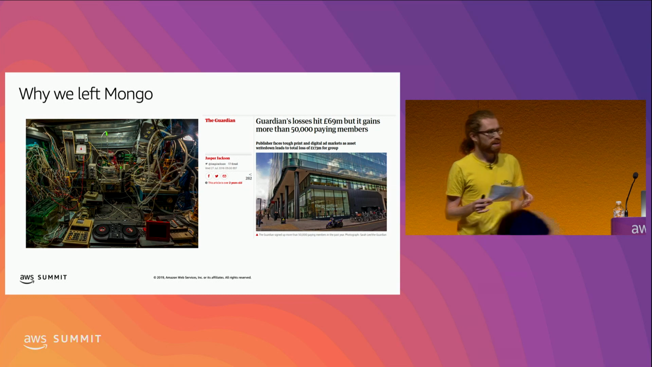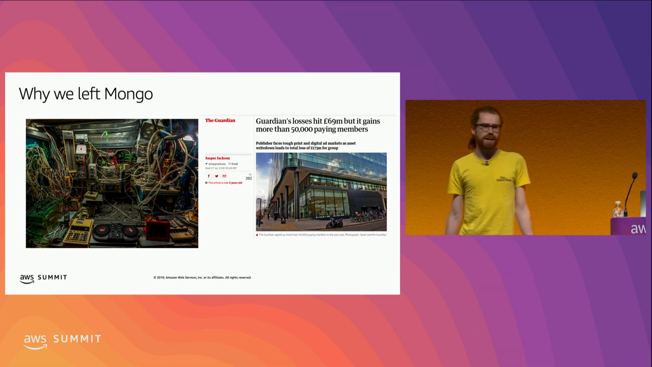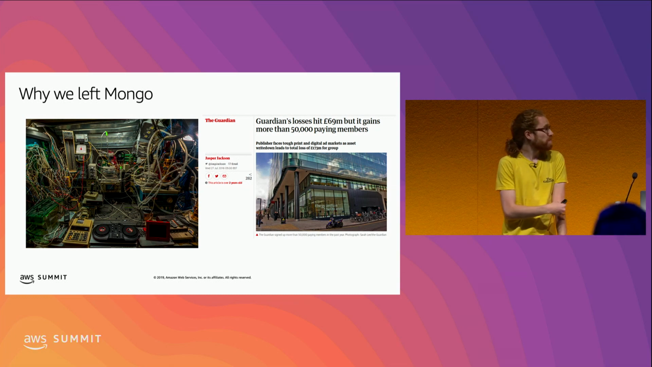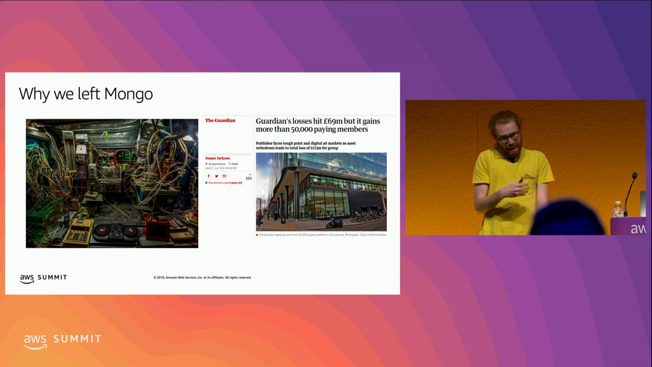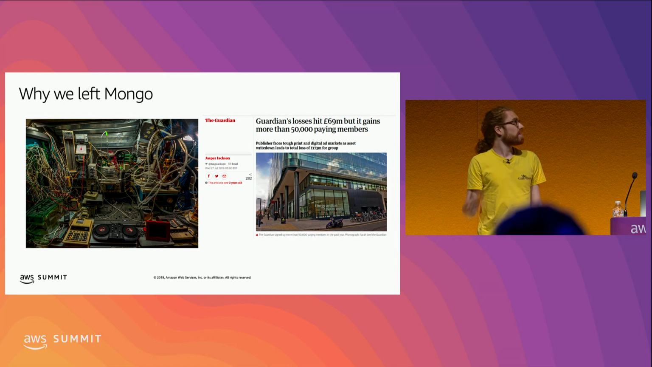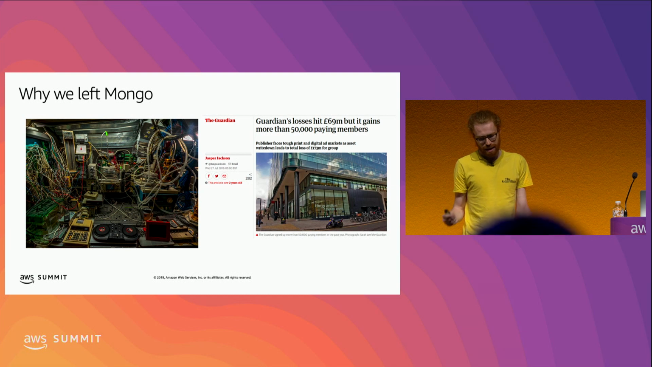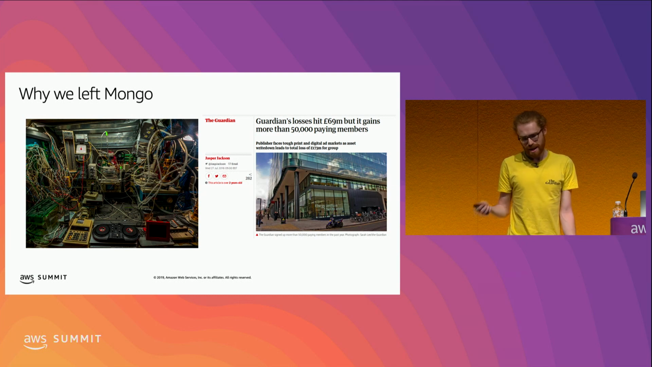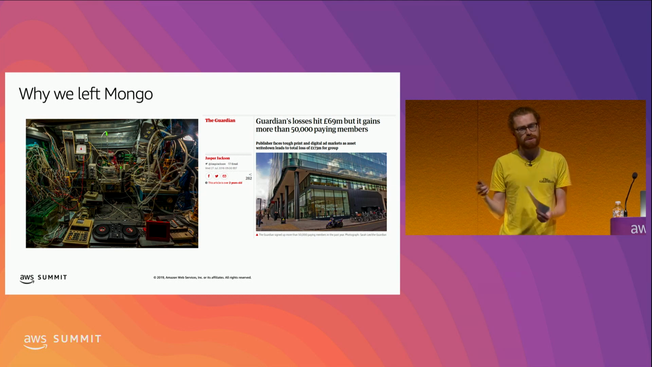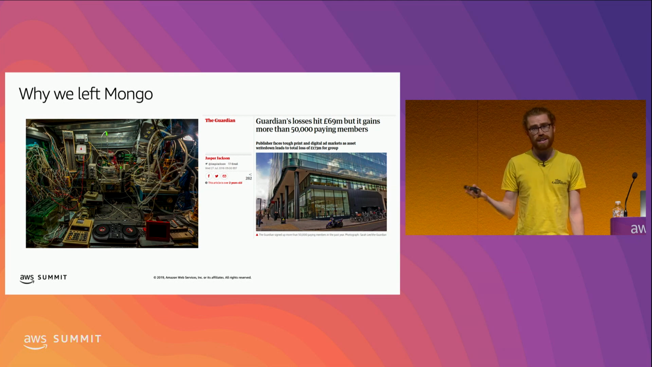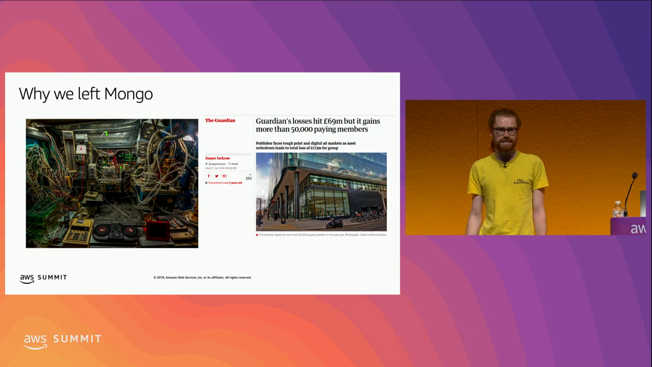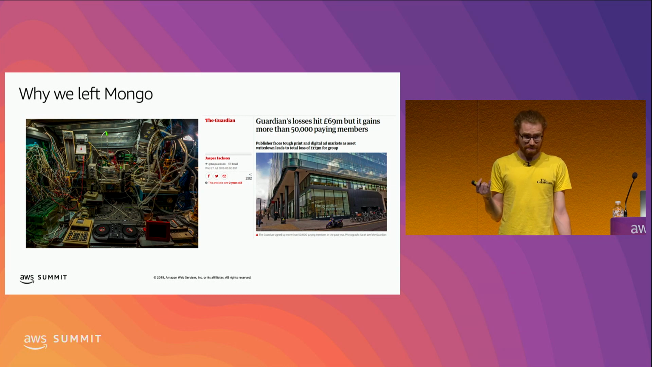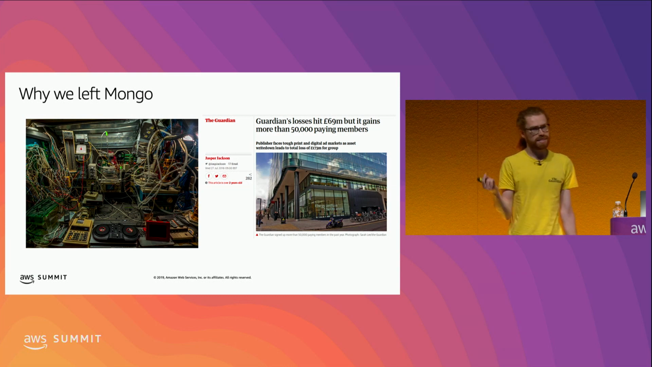So we started running Mongo in the cloud together with management software provided by MongoDB. Probably the biggest challenge we had with this was actually the difficulty of running Mongo. The two longest outages we've had of the publication system at the Guardian have been as a result of issues with the Mongo data store.